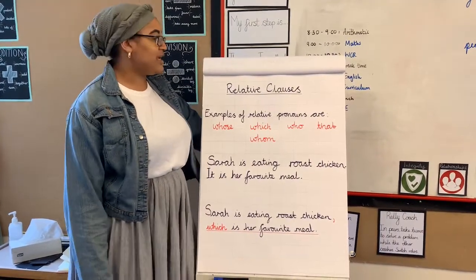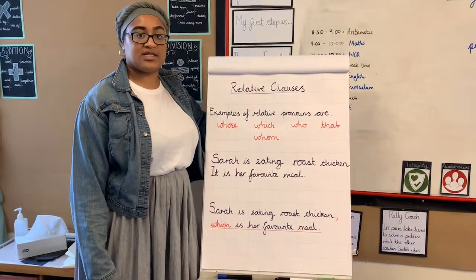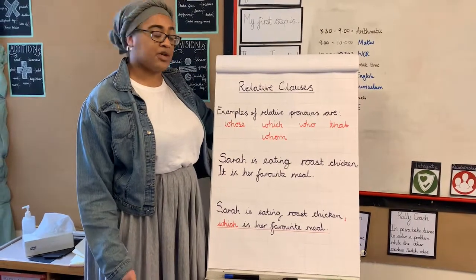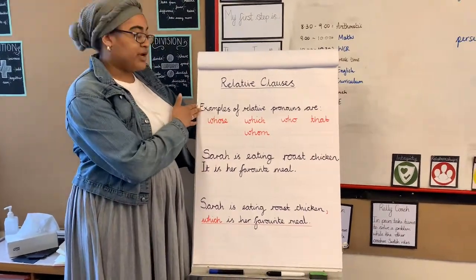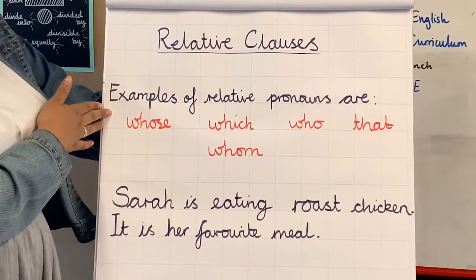Today we're looking at relative clauses. A relative clause is used to add more detail to a noun within a sentence. In order to do this, we connect a relative clause to a sentence using a relative pronoun. Here are some examples of relative pronouns. We have whose, which, who, that and whom.